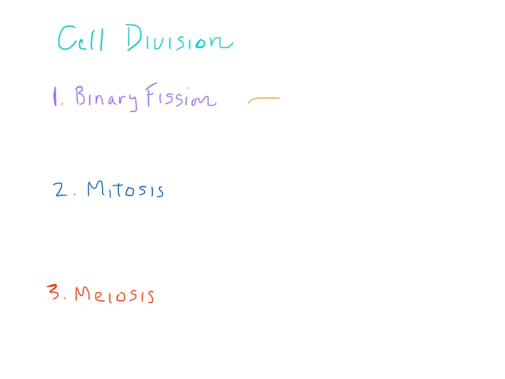Bacteria divide by the process known as binary fission, where the cytoplasm basically just gets pinched in half, resulting in two different bacterium. So we'll leave it at that. Bacteria divide by binary fission.